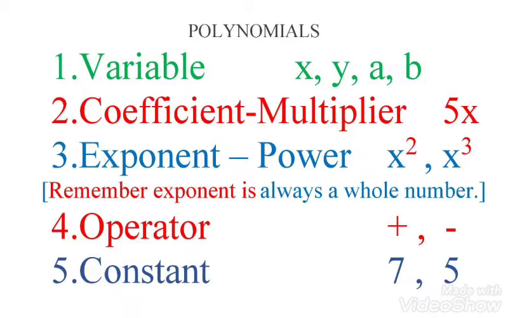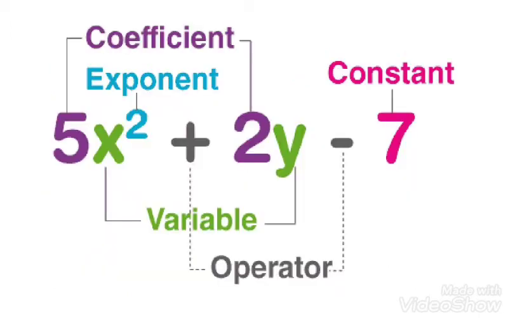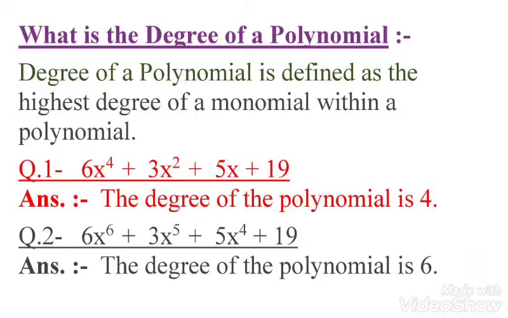Now the operator: you have to work according to the operator, meaning either you have to go for addition or subtraction or multiplication. And the constant, the value of the constant remains the same. Therefore, you have to learn all these terms: variable, coefficient, exponent, operator and constant. Again I am repeating. Polynomials have variable, coefficient, exponent, power and constant.